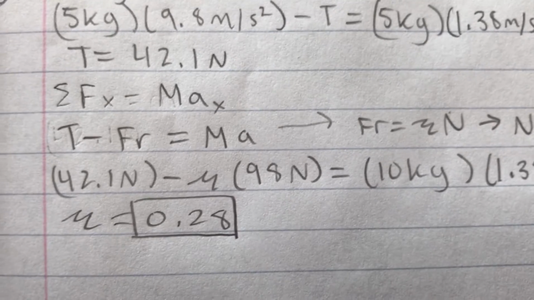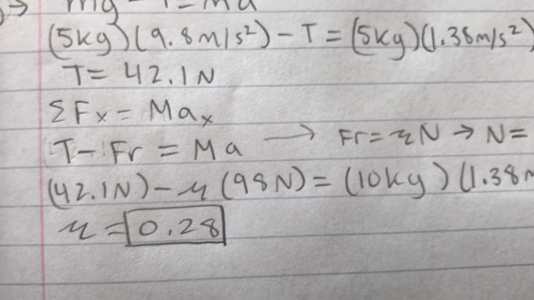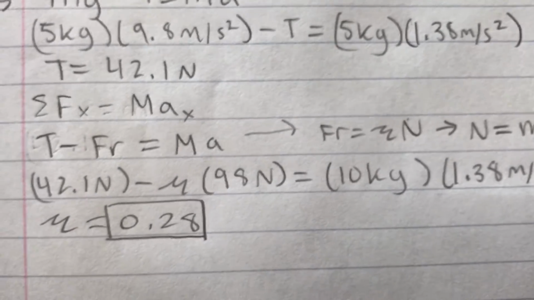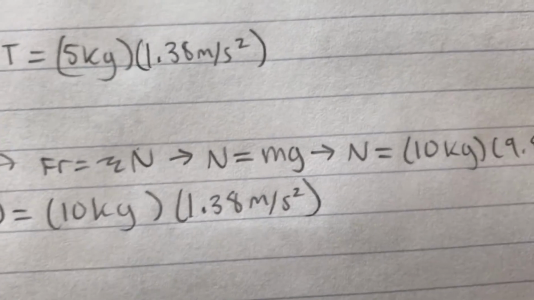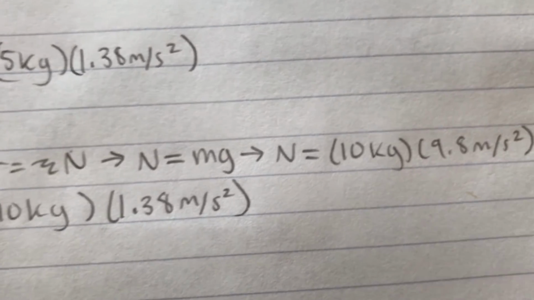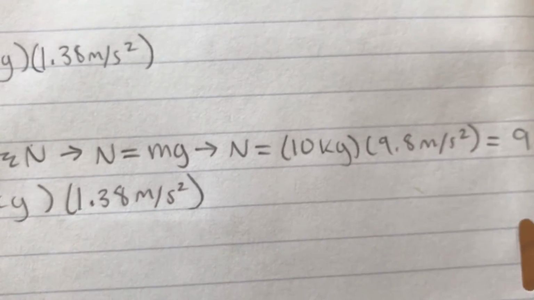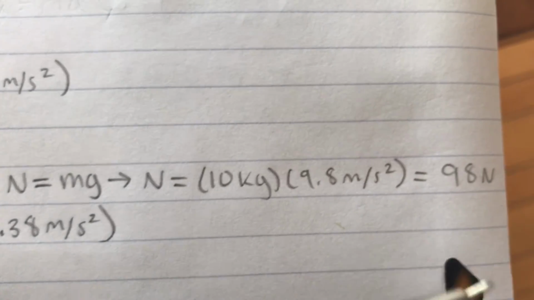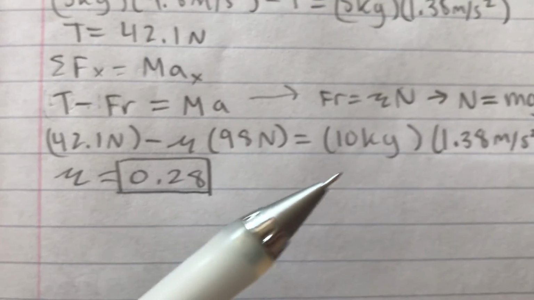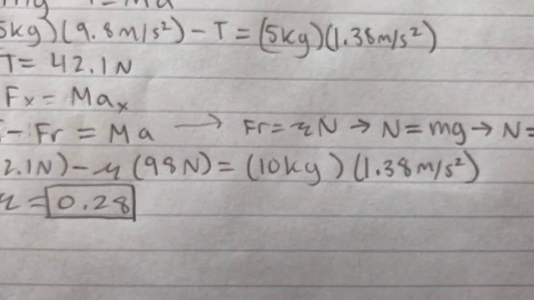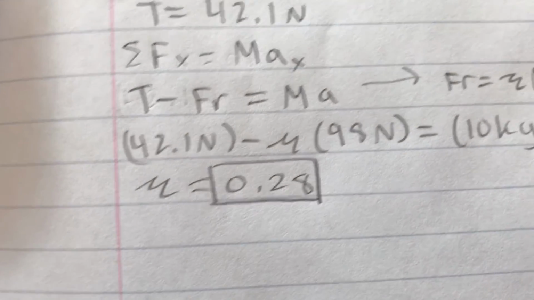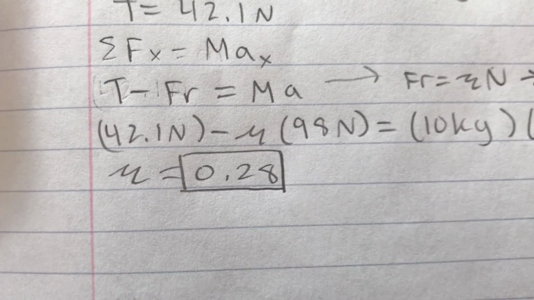So our tension is 42.1, and then we're going to subtract the friction, which is mu times 98 newtons, because 98 newtons is the normal force, and to find the normal force, in this case it would just equal the same as the smaller mass times the force of gravity, and that would equal 98 newtons. So we plug that in and make that equal to 10 kilograms times 1.3 meters per second squared, and mu would end up equaling 0.28.